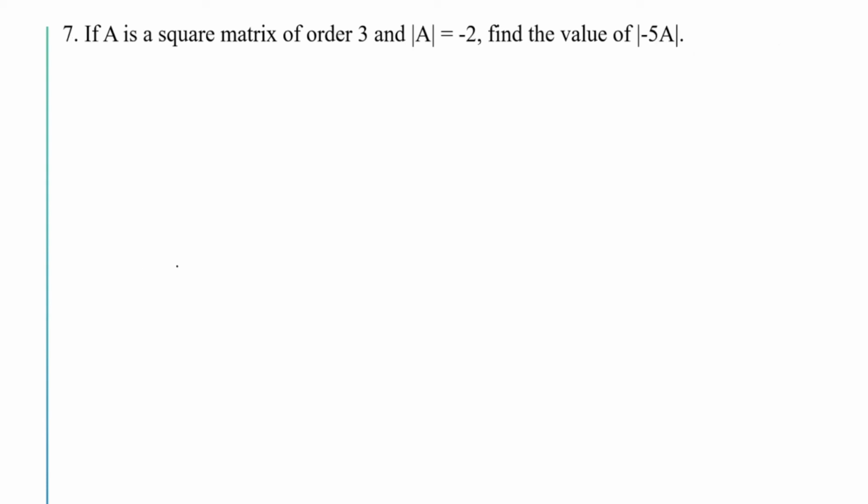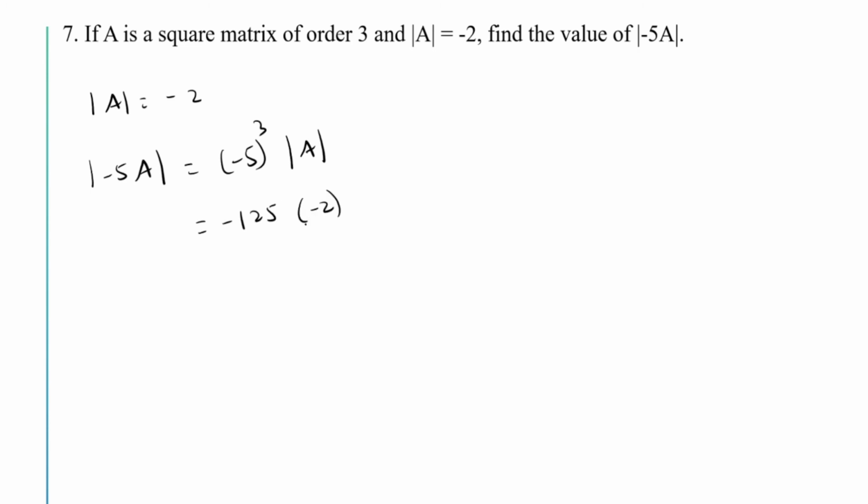The next question: if A is a square matrix of order 3 and determinant of A is equal to minus 2, then find the value of determinant of minus 5A. So here it is given determinant of A is minus 2 and A is a square matrix of order 3. Then determinant of minus 5A is equal to minus 5 the whole cube into determinant of A. So this is equal to minus 125 into minus 2. So this is equal to 250.